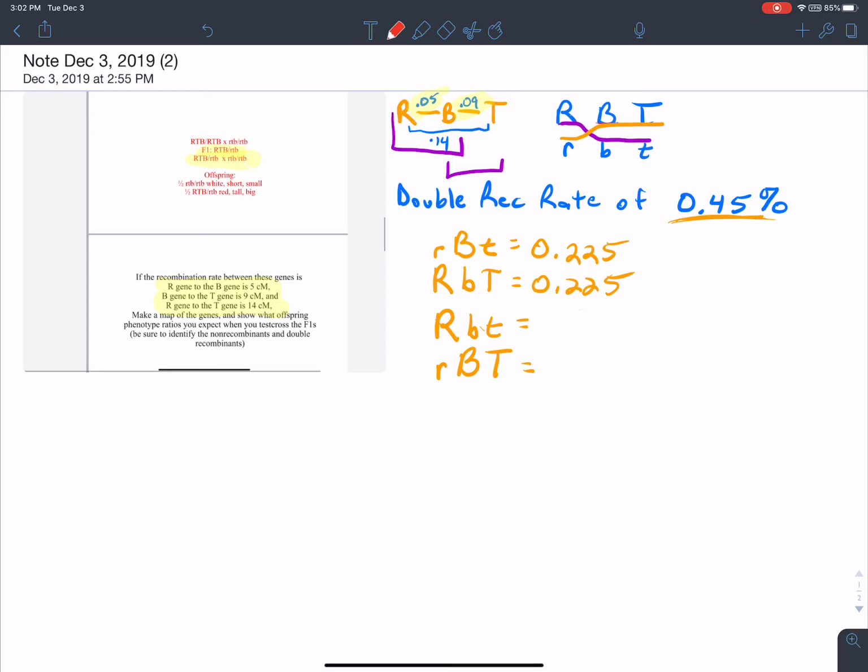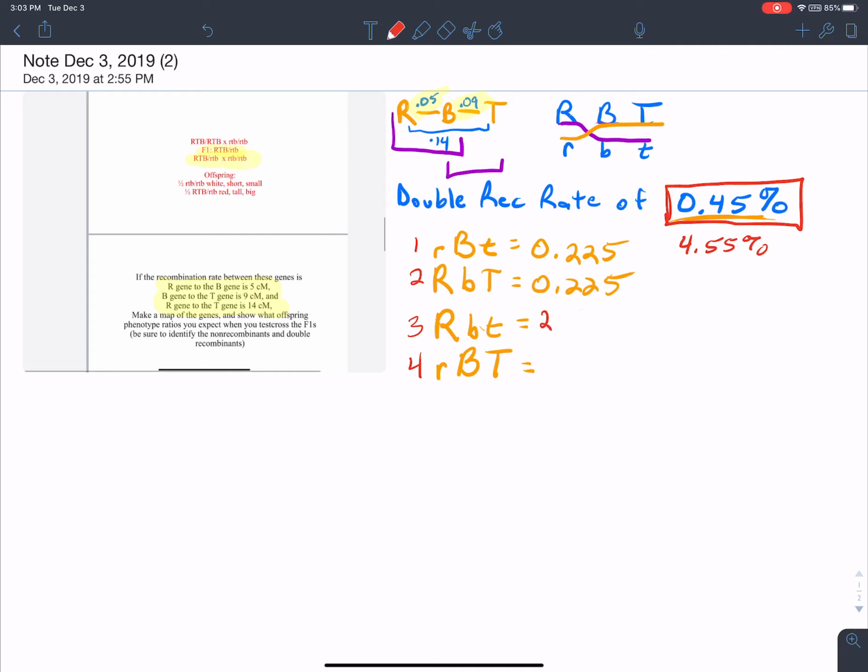And then out of that 0.05, so let's change that to percent. That's 5%. So it's 5% minus, we have to subtract out our double recombination rate. So 5% minus 0.45%. So that's going to equal 4.55%. That's what lines 3 and 4 are going to be combined.